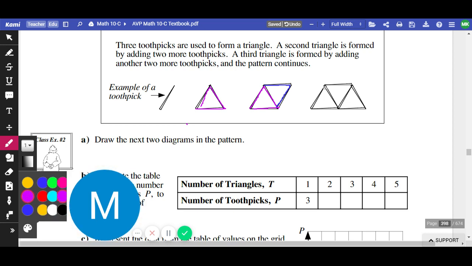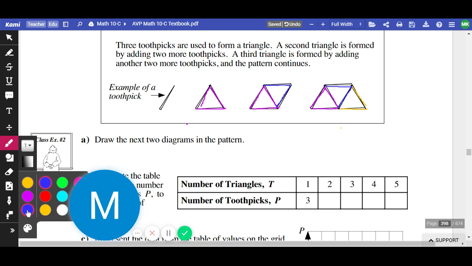So I have the first 3, then I have the next one, and then I have my third triangle. You'll notice I'm gaining a triangle every time I add 2 toothpicks to the end of it. And if I put 2 more toothpicks, I get a 4th triangle, 2 more toothpicks, a 5th triangle, and so on and so forth. Draw the next 2 diagrams in the pattern.